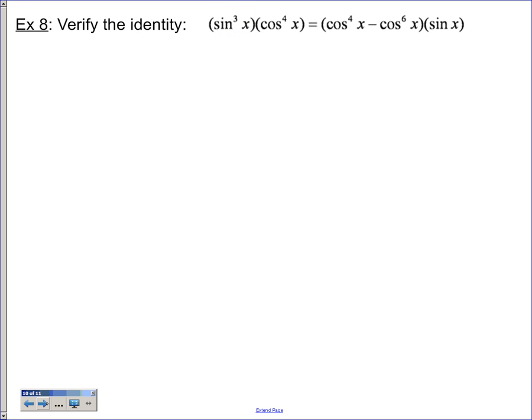The next factoring example, very last one, is sine cubed x times cosine to the 4th x. And then on the right-hand side, I notice the only term that's in terms of sine is this last term, sine of x. So what I want to do on the left-hand side is let's turn the sine cubed x into sine of x times sine squared x, and then we still have our cosine to the 4th of x.